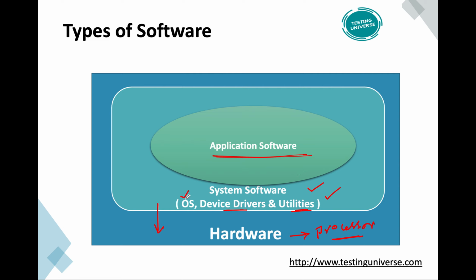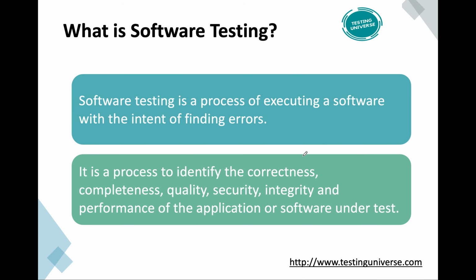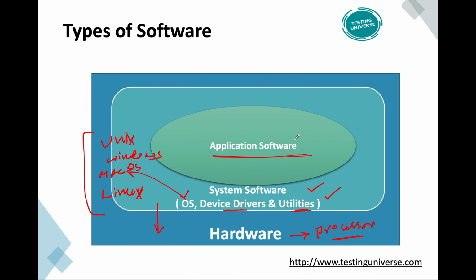If you take the example of operating systems, it can be Windows, Mac OS, and then the Linux operating system, and then Unix. This was the oldest. Unix was also one of the operating systems. So these are all system software. On top of these particular operating systems, you will be installing your application software.